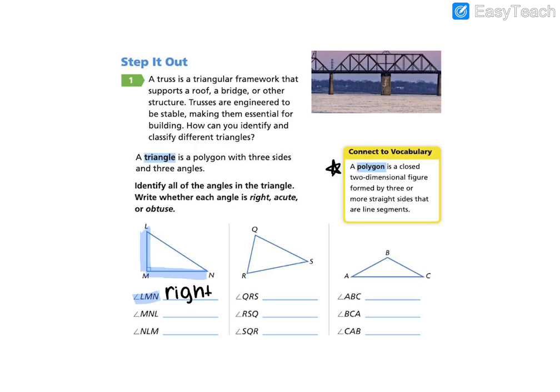Okay, now let's take a look at angle MNL. That looks like an acute angle. It's smaller than 90 degrees. And lastly, let's look at angle NLM. Again, that is an acute angle. Go ahead and label the angles for the next 2 triangles. Press pause and press play when you're done labeling.